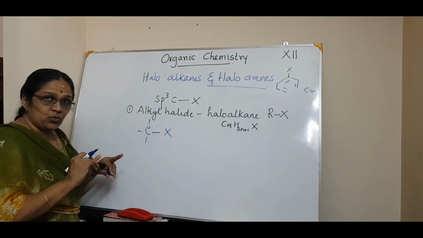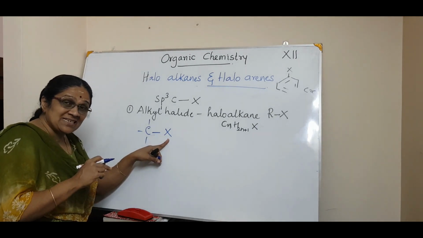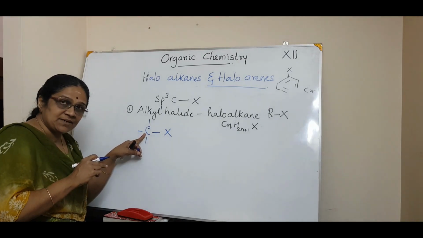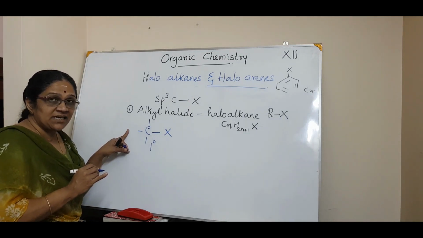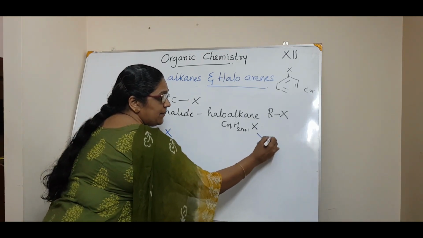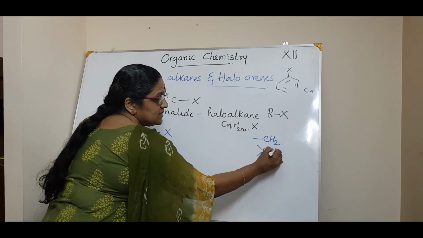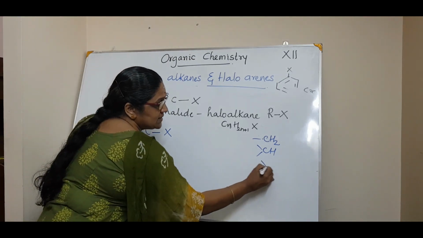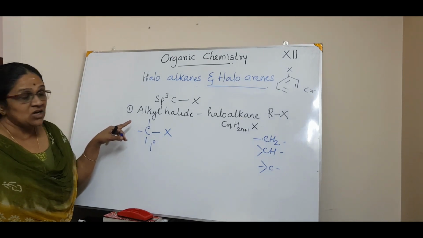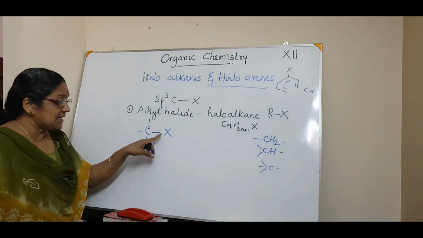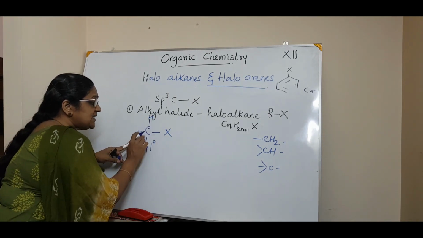In this also, you can have further classification, as this halogen atom can be attached to a primary carbon atom. You know what is primary, secondary and tertiary? We have studied. What is primary? CH2 group is primary, isn't it? What is secondary? CH group is secondary. And what is tertiary? C group is tertiary. You know that, isn't it? So if the halogen atom is attached to a primary carbon atom, what does it mean? It must be a CH2 group.